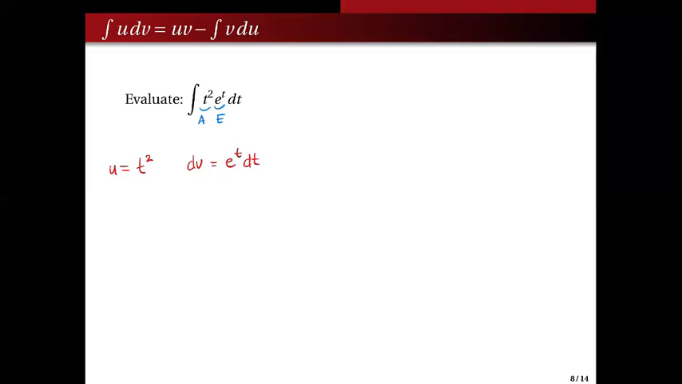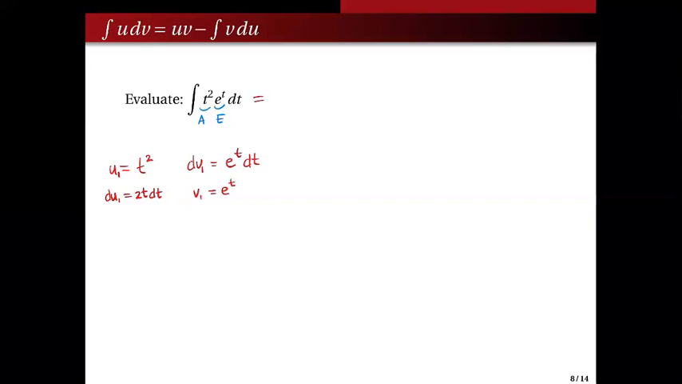Now, for this, I'll write subscripts. I'll write this u sub 1 and then v sub 1 here. You will see later why. So for this, we'll have du sub 1, this is equal to 2t dt, while here we have v1, this is e to the t.